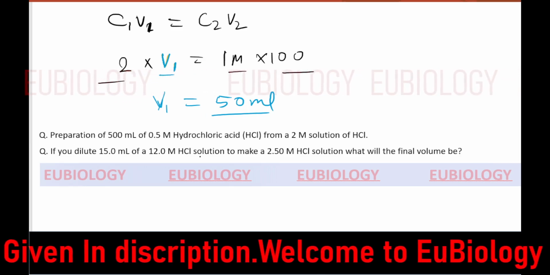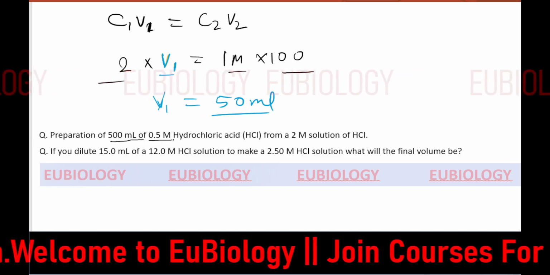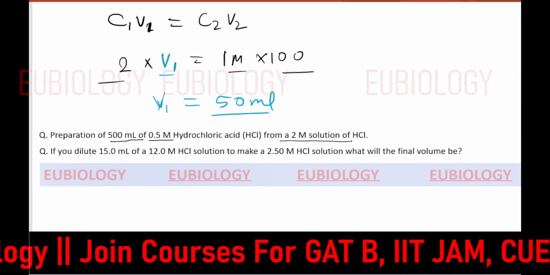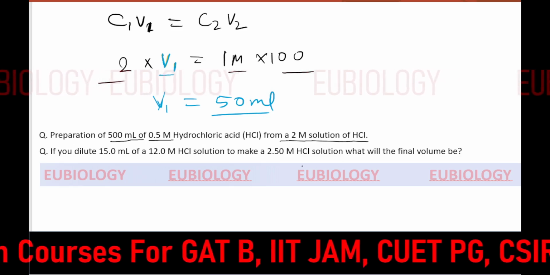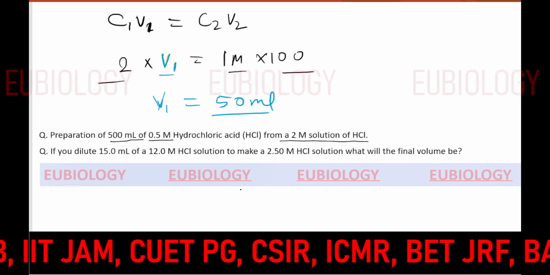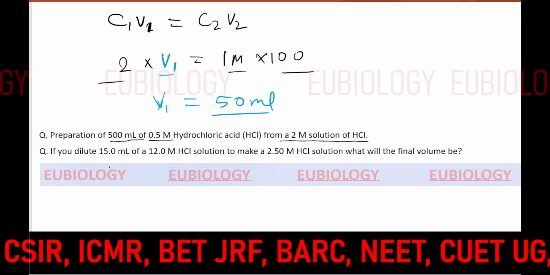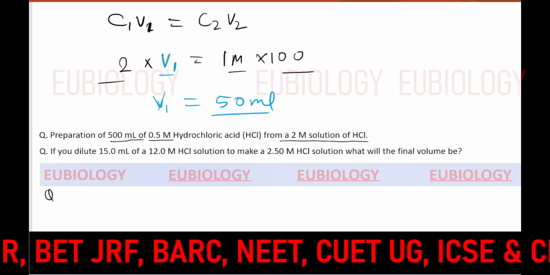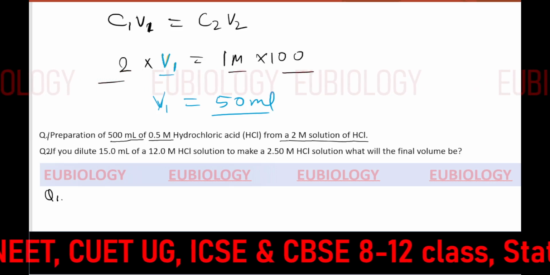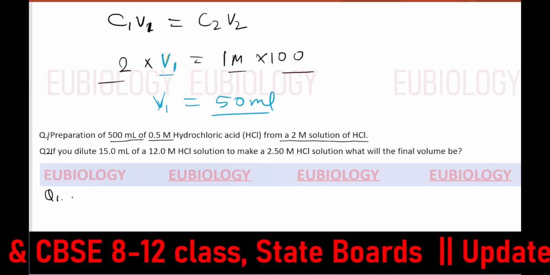There is a question you can try: preparation of 500 ml of 0.5 molar HCl from a 2 molar solution of HCl. Pause this video and try to solve this question. So this is the question. For question number 1, I am going to tell you the solution.